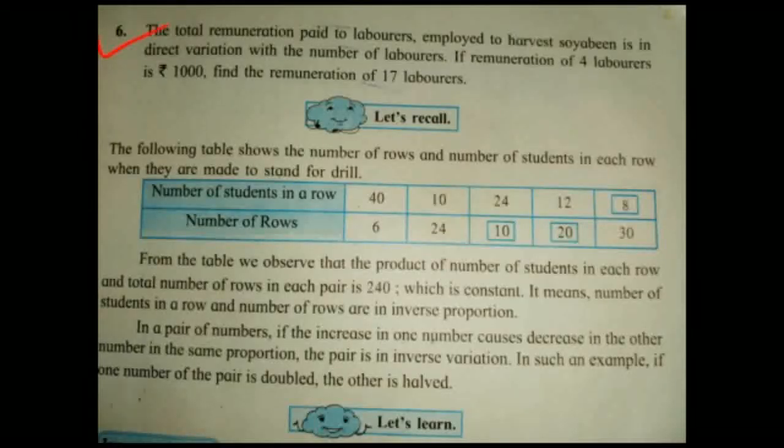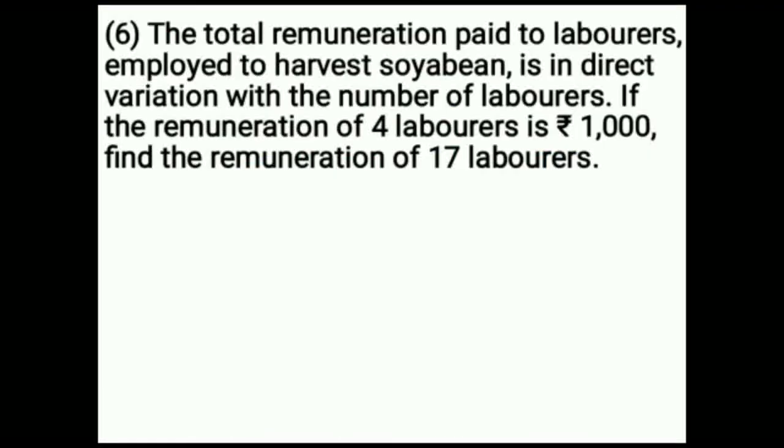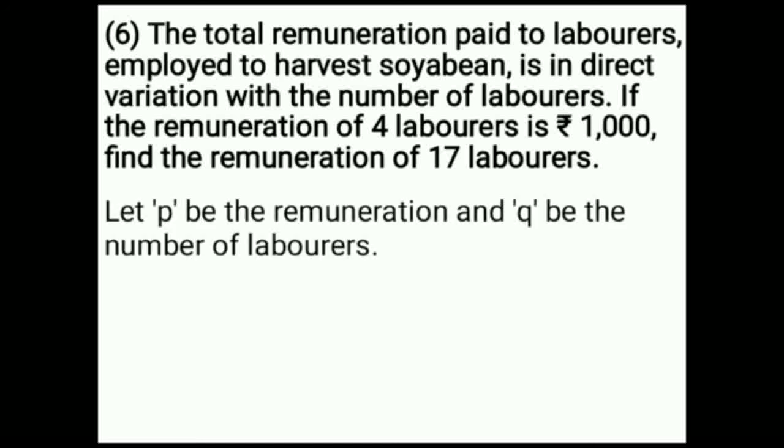Last question. The total remuneration paid to laborers employed to harvest soybean is in direct variation with the number of laborers. If remuneration of 4 laborers is ₹1000, find the remuneration of 17 laborers. The remuneration and the number of laborers are in direct variation, but their values are not given in variables. So you have to take the variables on your own. Let P be the remuneration and Q be the number of laborers. You have to write the statement like this.